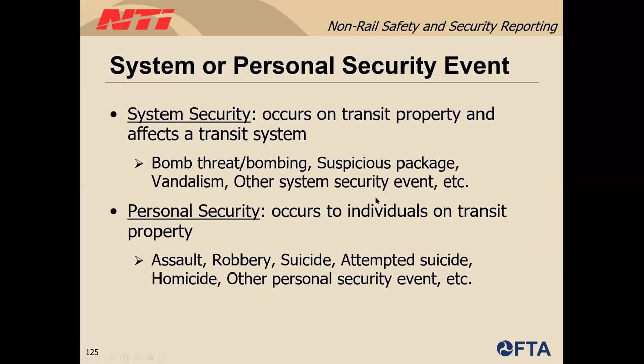Okay, there's also two different types of security incidents, a system security event and personal security events. Of course, they also have to meet a threshold like all of our events. System security events occur on transit property and affect the transit system as a whole. Personal security events happen to individuals on transit property or those boarding, alighting a transit vehicle. This is where you could report a suicide or attempted suicide that did not involve impact with the transit vehicle.